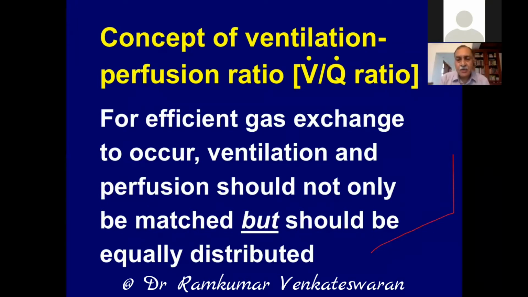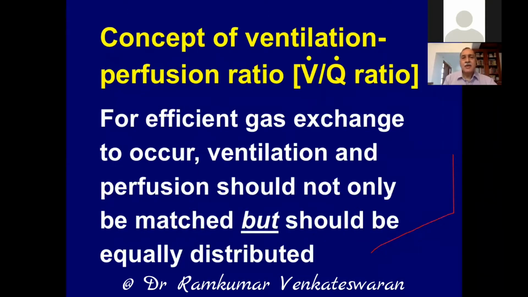So essentially, if you look at the overall ventilation, it will be 5 liters per minute because you're ventilating only the right lung with 5 liters per minute. And the overall perfusion is also 5 liters per minute. And you look at the simple maths of it, it's a ratio of 1:1. And you would tend to believe that the VQ ratio is 1. But in actual fact, entire ventilation is going to the right lung, and practically 50% of the perfusion is going into the unventilated lung.